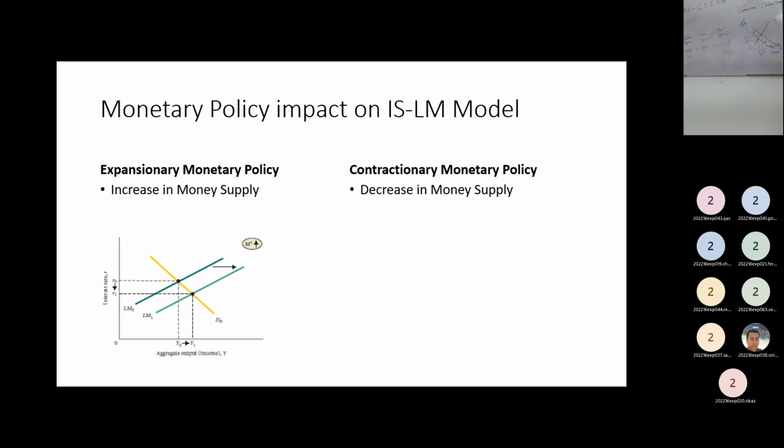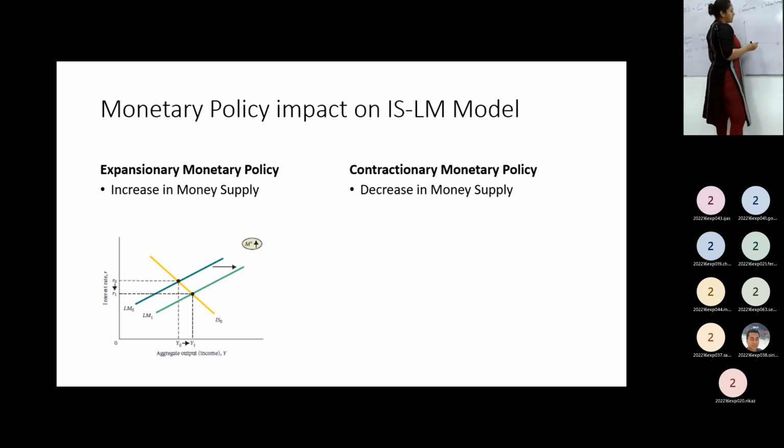But expansionary monetary policy means increasing the money supply. When the money supply is increasing, what will happen? Does it have an impact on the IS curve or the LM curve? LM curve. Why? Because the LM curve is what represents the money market. Now, what will happen to the LM curve when the money supply increases? It shifts rightwards. Why? Why is the LM curve shifting rightwards?